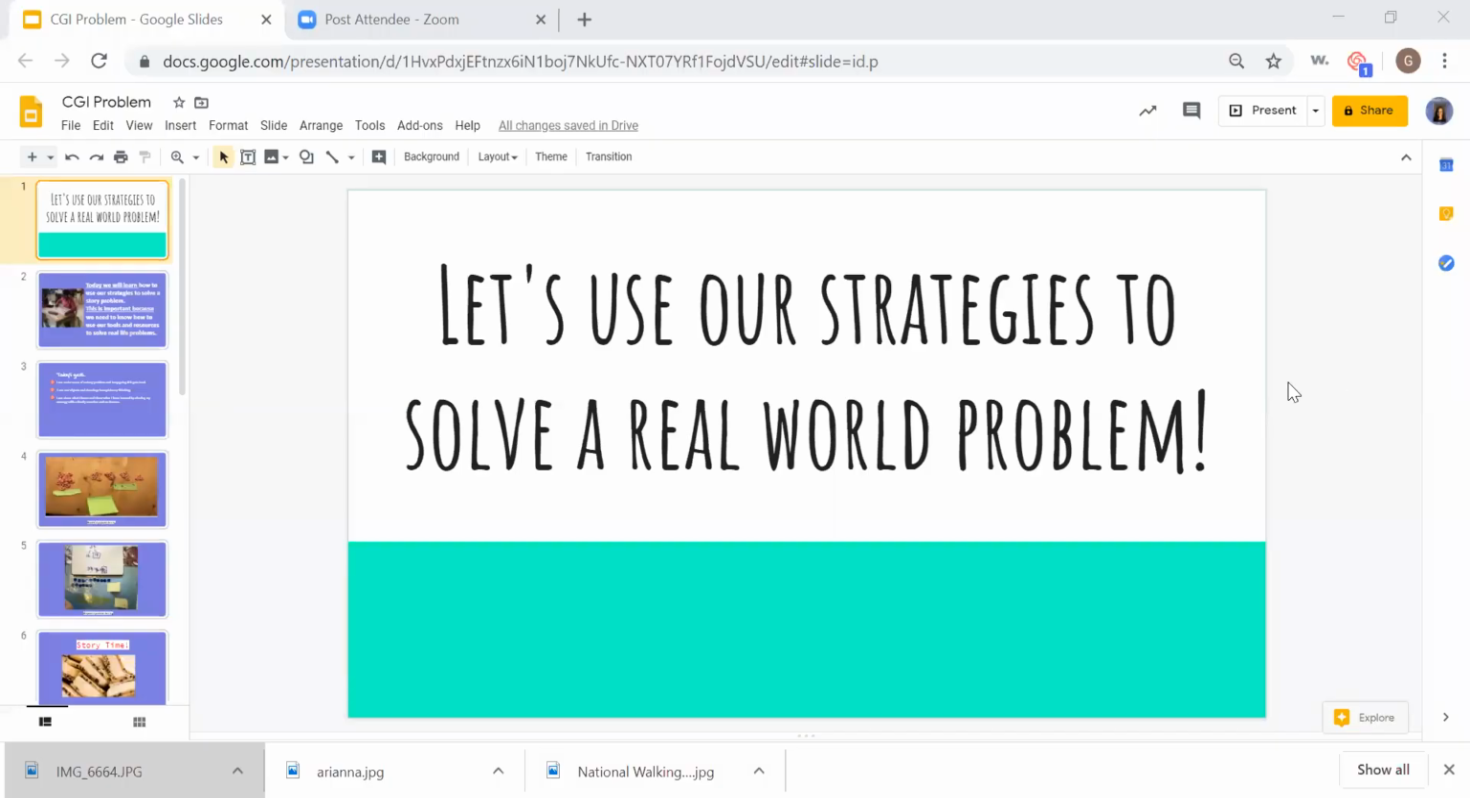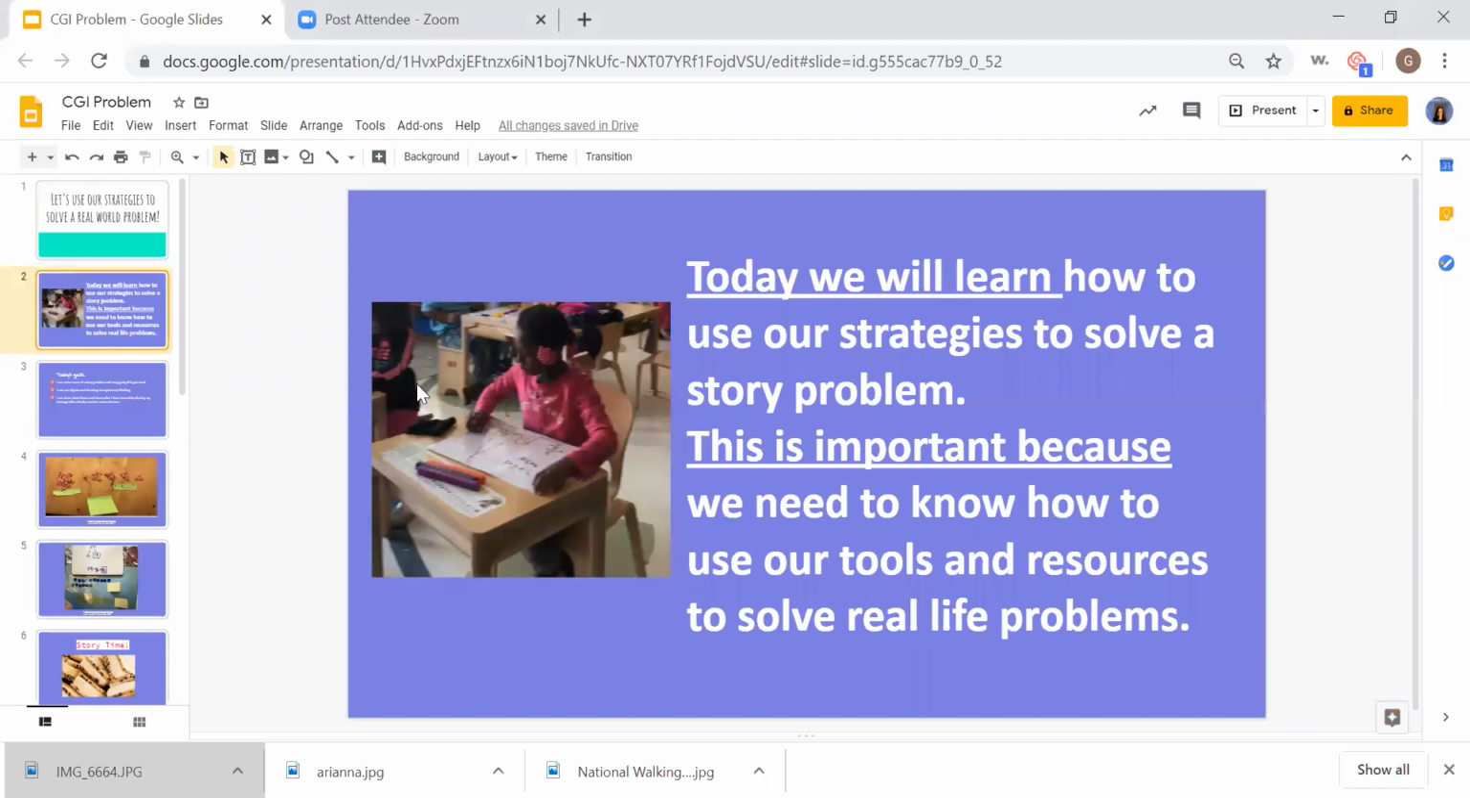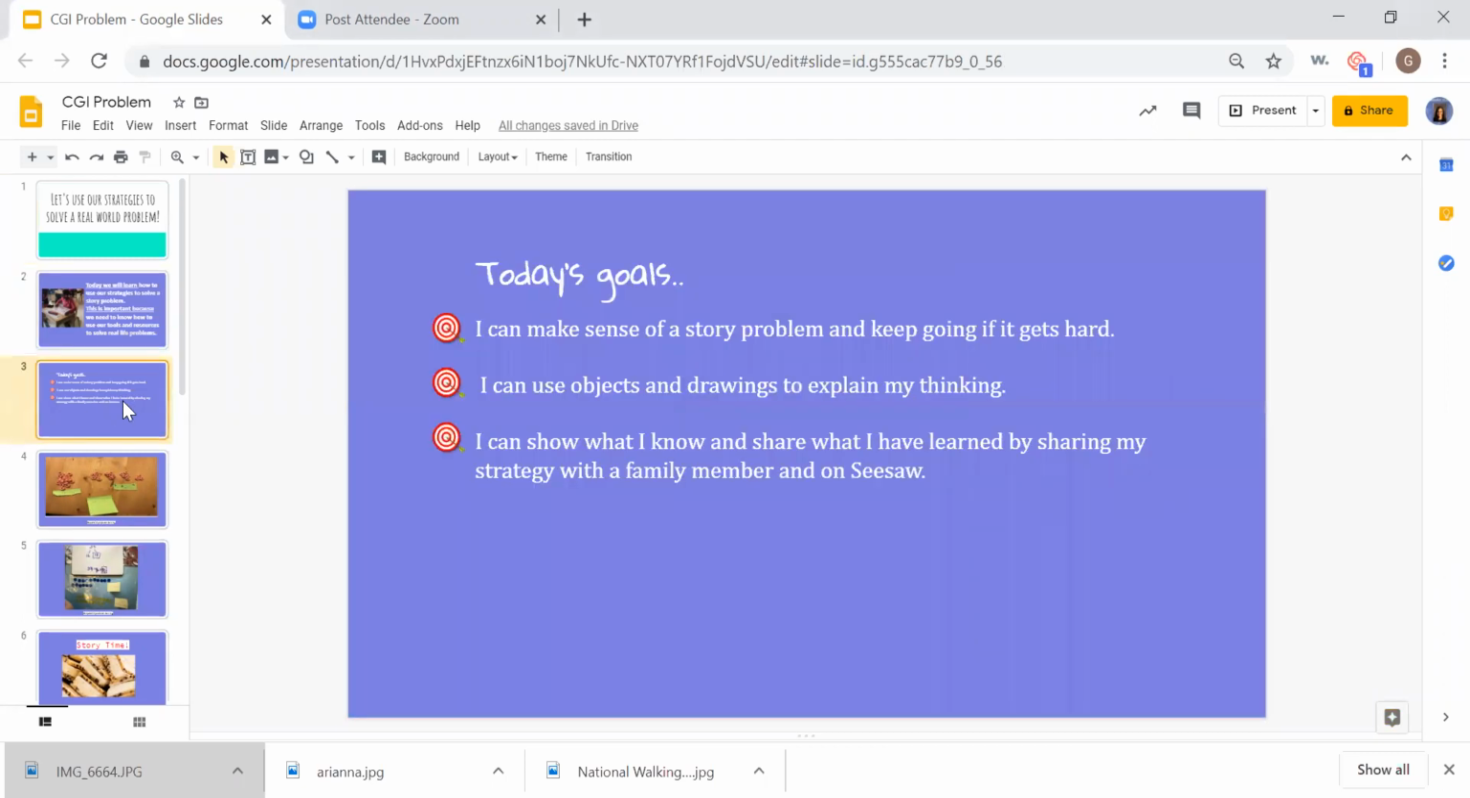Today we're going to be doing a story problem. So you're probably going to need either a whiteboard or a piece of paper for today. All right, so today we are going to use our strategies to solve a real world problem. We're going to learn how to use our strategies that we've learned this year in math to solve a story problem. This is important because we need to know how to use our tools and resources to solve real life problems.